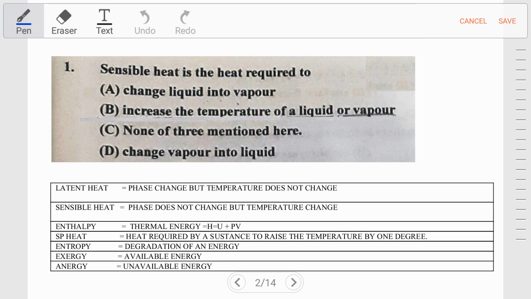Our first question is, sensible heat is the heat required to: option A, change liquid into vapor; option B, increase the temperature of liquid or vapor; option C, none of the three mentioned here; option D, change vapor into liquid. Before selecting the correct answer, we should know what sensible heat is, and there is also another heat, latent heat. So we must know the difference between latent heat and sensible heat.